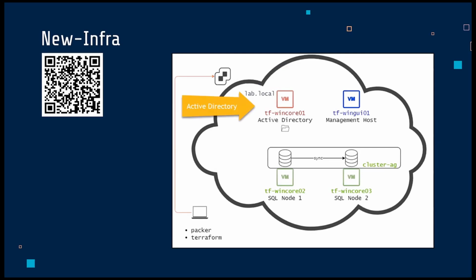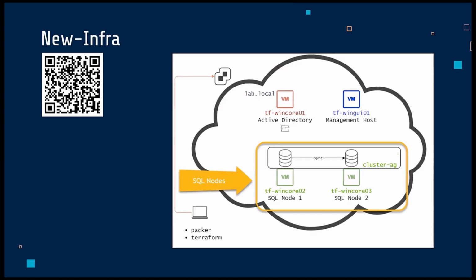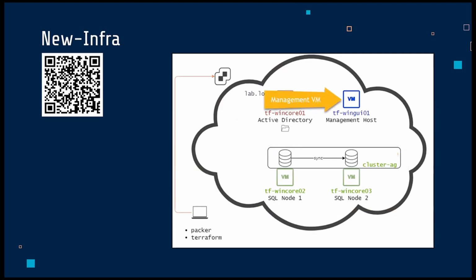So I'll be deploying one VM running Windows 2019 Core that's going to be used for the Active Directory. 2 VMs running 2019 Core, and they will be our SQL nodes for the availability group. And 1 VM running 2019 with a GUI this time. And that's because we want to use this as a jump host from where I'll be managing the rest of the infrastructure.